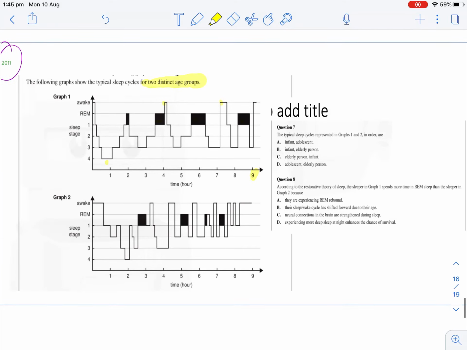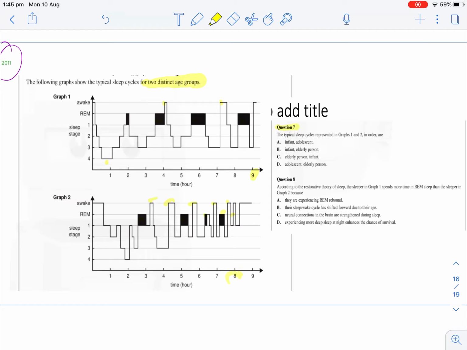And let's look at the other graph. So what's it characterized by? Not that much REM. We can see here lots of awakenings, and from those awakenings there, about 7 to 8 hours of sleep in total duration there.